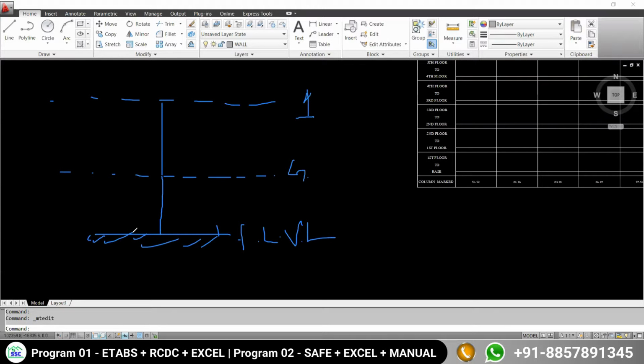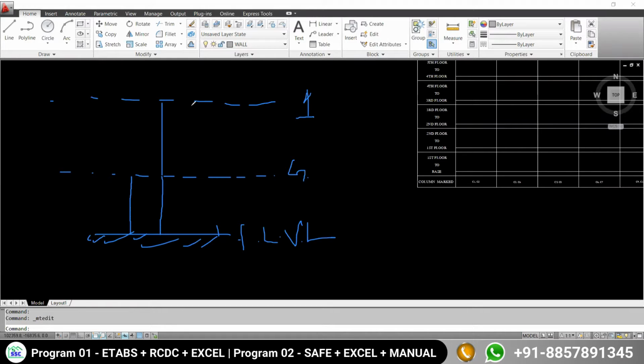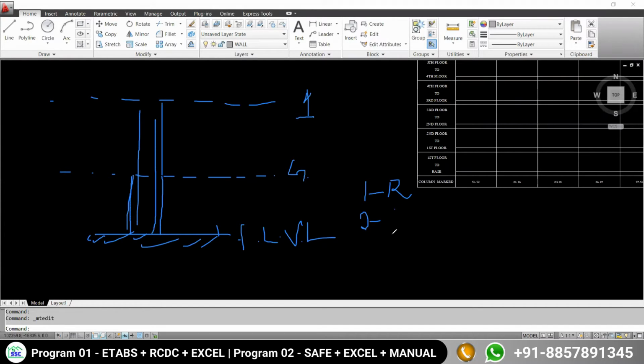But there is a recommendation from the experts: don't change the section size of the column from the foundation up to the first floor. That is the first recommendation. The second recommendation is that with the same section size, don't change the percentage of reinforcement or the number of bars in these columns. The reinforcement should also be the same from the foundation at least up to the first floor.